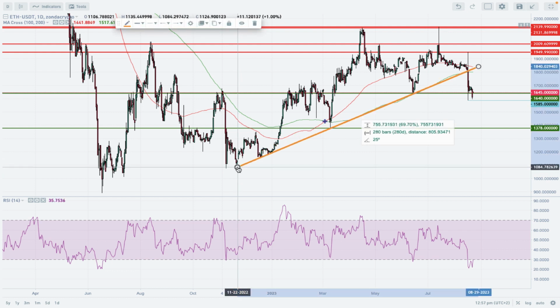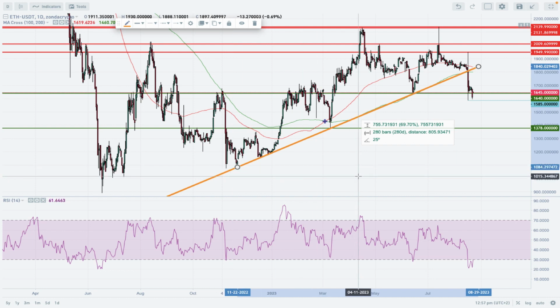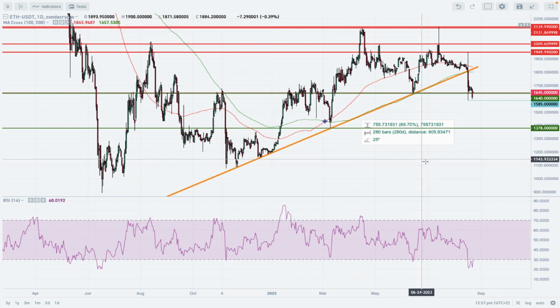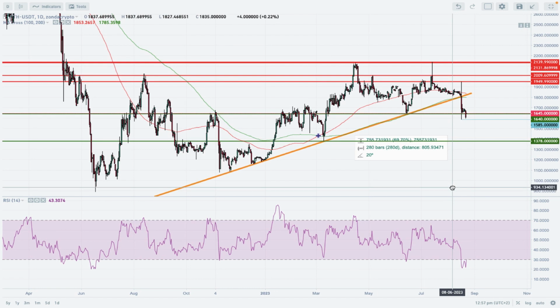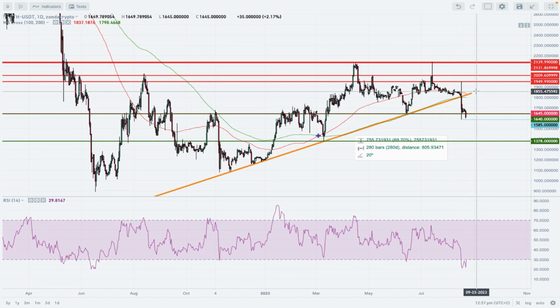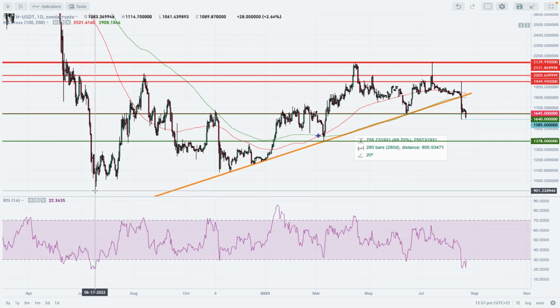Let me just extend this line to the left. Okay, that's very sloppy. Nevertheless, it still doesn't look good. It doesn't look good for Ethereum at all if there is no strong movement to the upside from the extremely oversold market conditions, because this is what we expect right now based on the previous price action behavior when we hit this kind of levels.